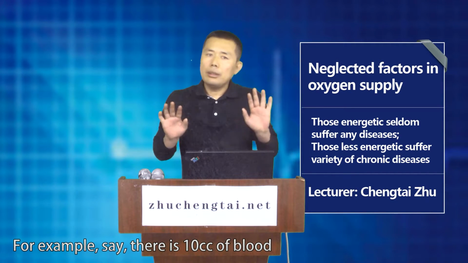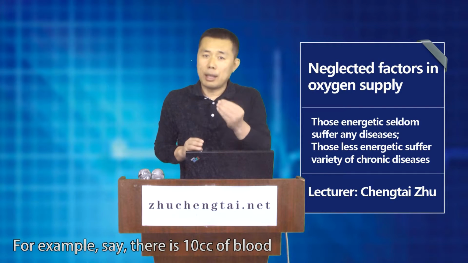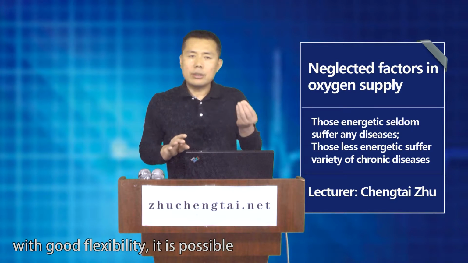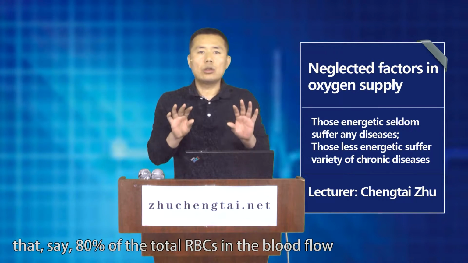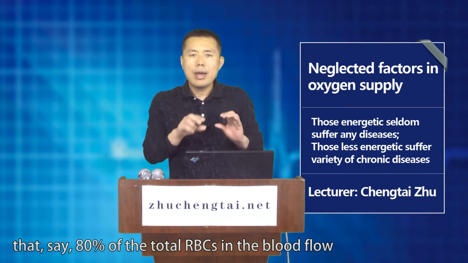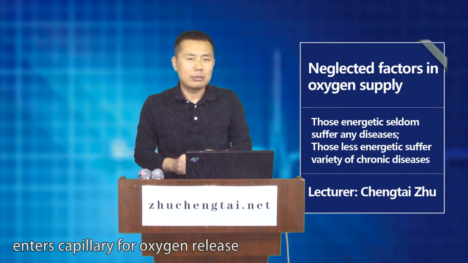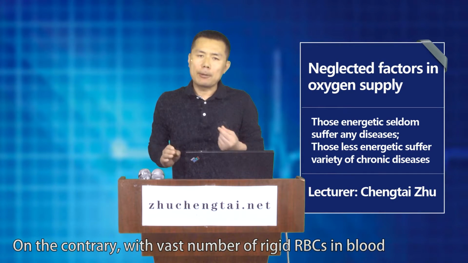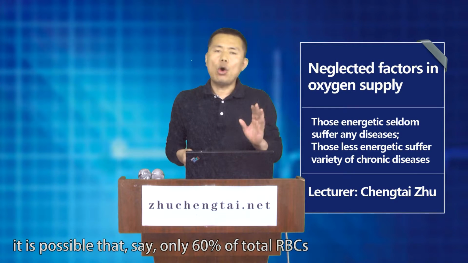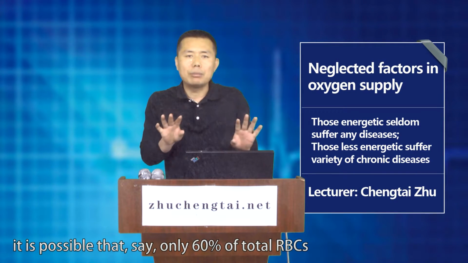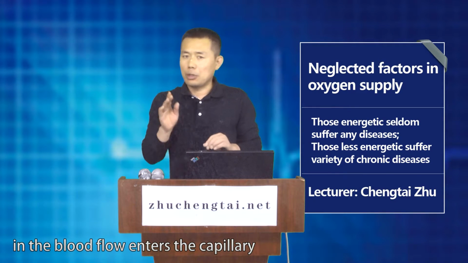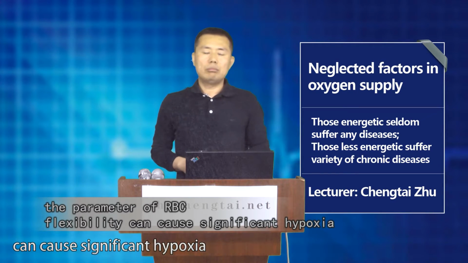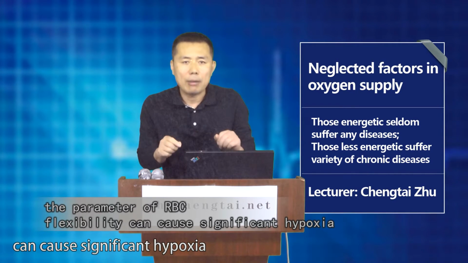For example, say there are 10 cc of blood passing a capillary bed in a given moment. It is possible that, say, 80% of the total RBCs in the blood flow enters the capillary for oxygen release. On the contrary, with a vast number of rigid RBCs in blood, it is possible that, say, only 60% of total RBCs in the blood flow enters the capillary. I mean, the parameter of RBC flexibility can cause significant hypoxia.